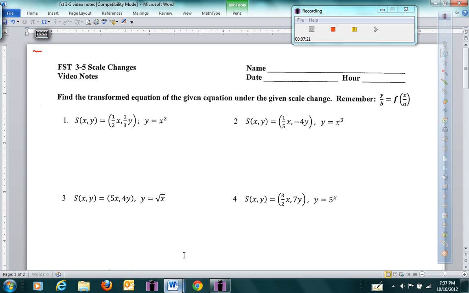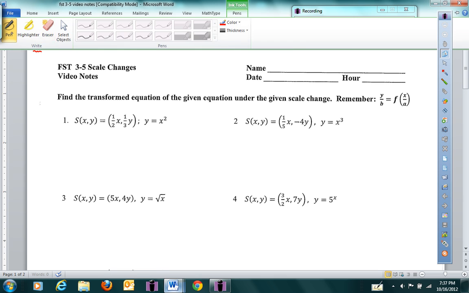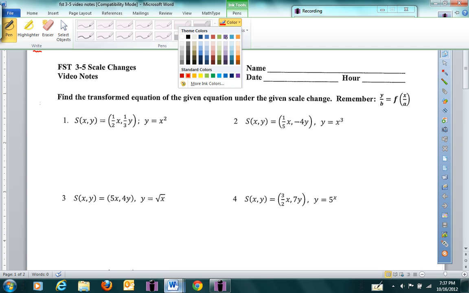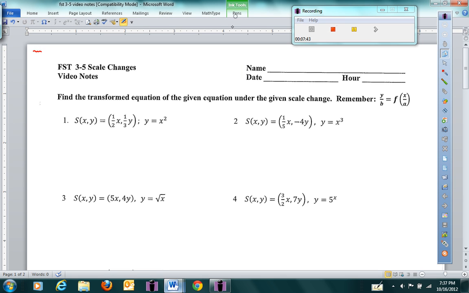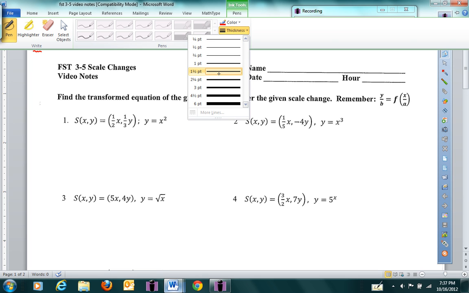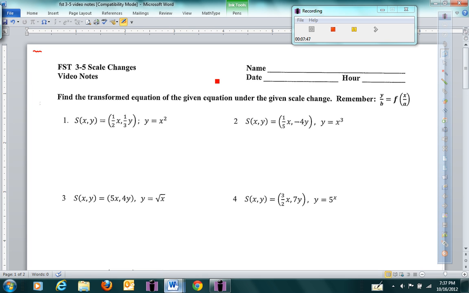So the next thing I want you to get is your video notes page. On the video notes page, it says that we are going to find the transform equation of the given equation under the given scale change. In this problem, remember to make your little stacked fractions, where we stack them and write y divided by b and x divided by a. So in this problem, we're going to consider this to be ax comma by.